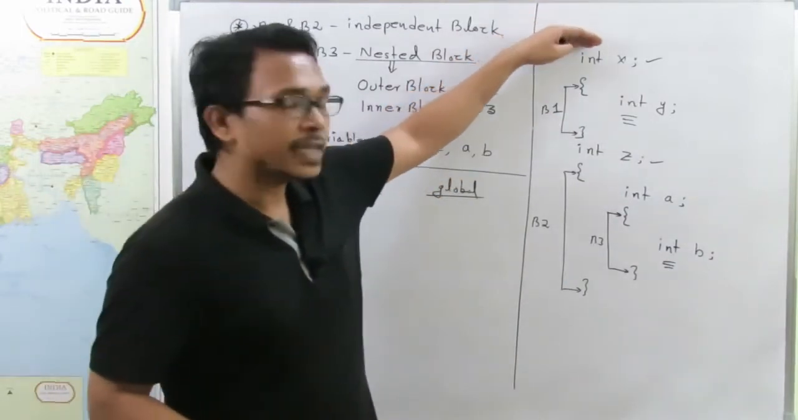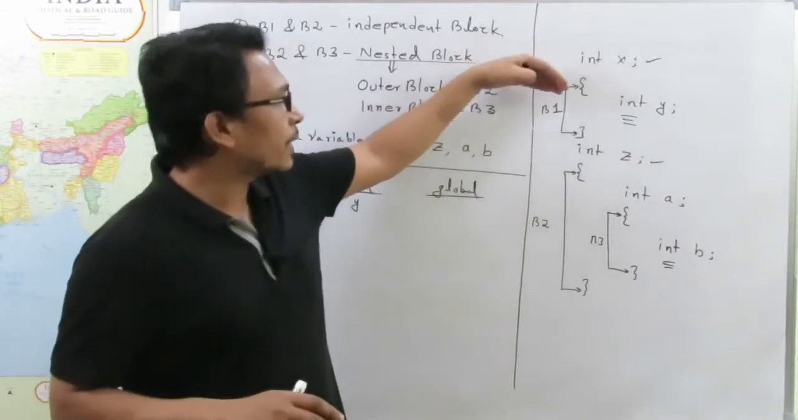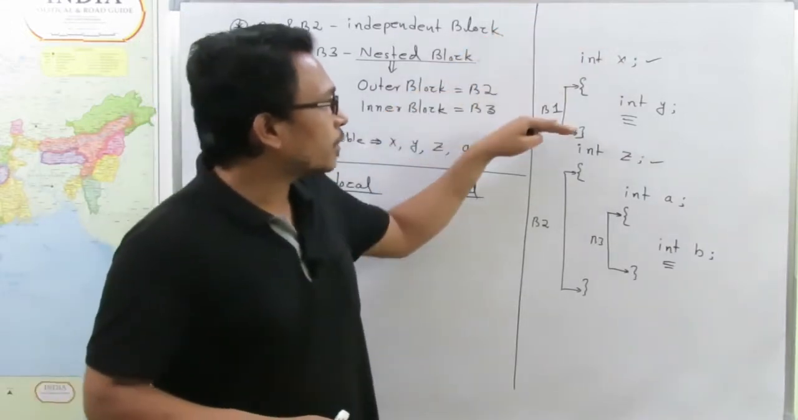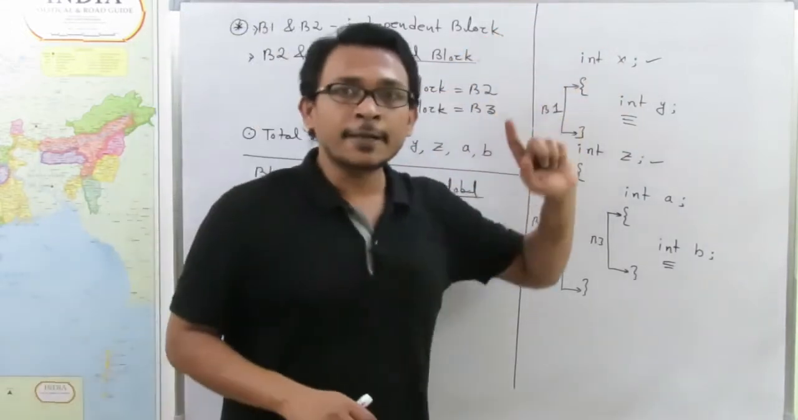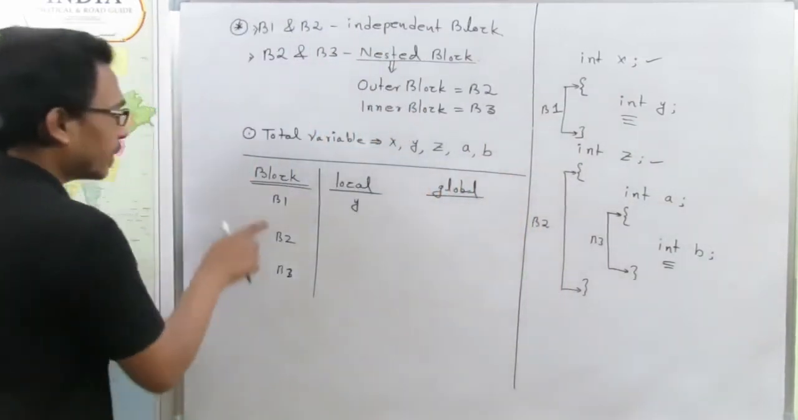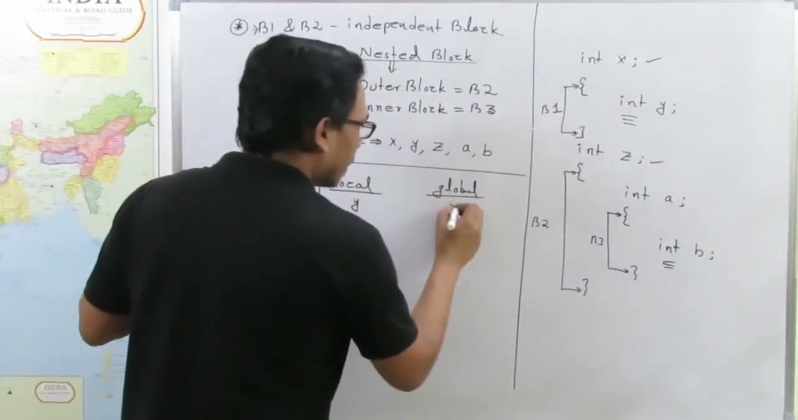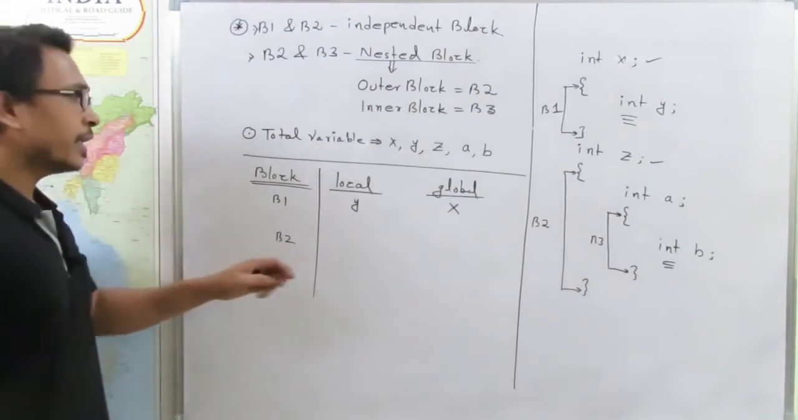Only integer X is declared above this particular block B1. That means with respect to block B1, only integer X is a global variable. So with respect to B1, only one global variable is there, and that is X.